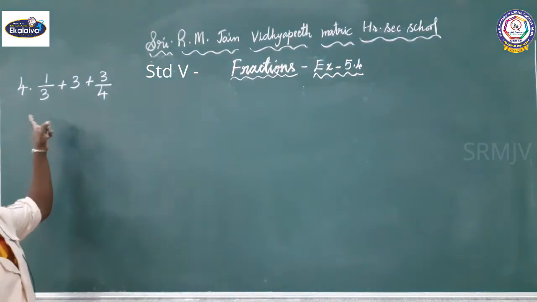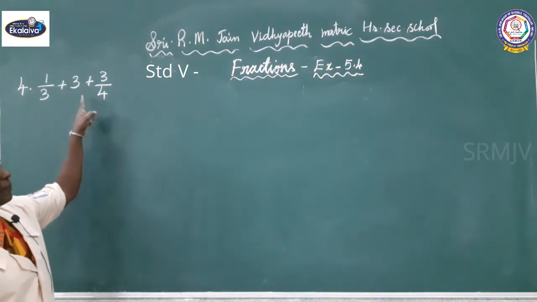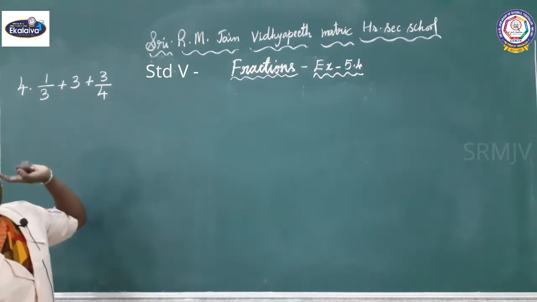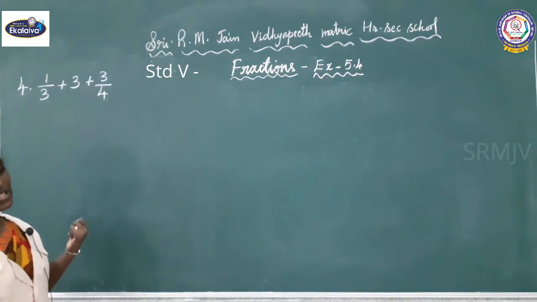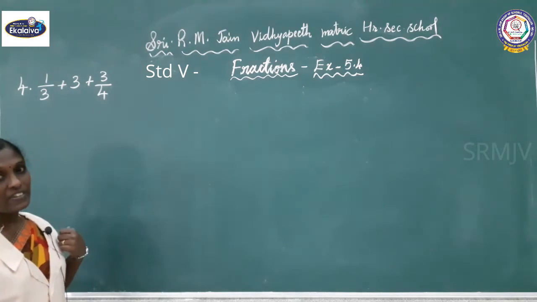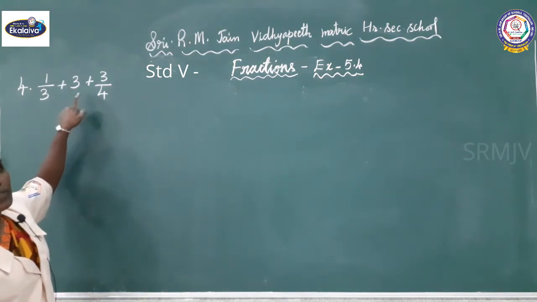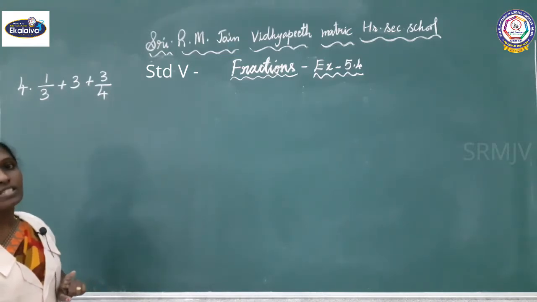The next question is 1 by 3 plus 3 plus 3 by 4. Here also the fractions are unlike fractions. So first we have to convert them into like fractions. Here 3 is a whole number. What is the meaning of that? For the whole number, the denominator is 1.